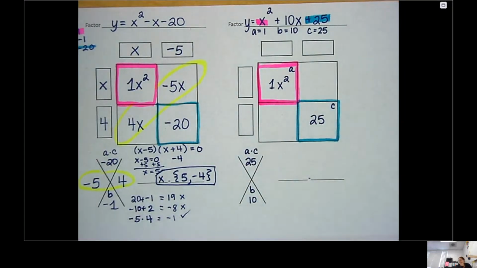You gotta say the two things that multiply have to add up to. So they have to multiply to be A times C, and they have to add up to be the B value.